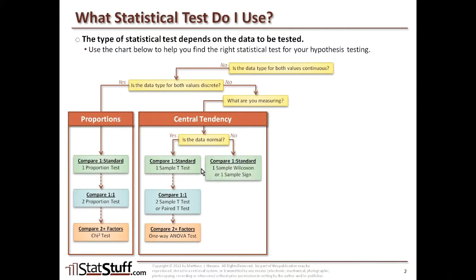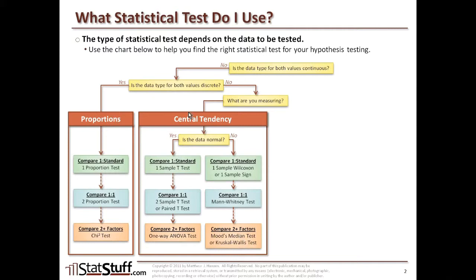Now, if we answered this question saying that no, the data is not normal, it's a non-normal distribution, then when we're comparing one value to a standard, again like a target or a goal, we're going to use a one sample Wilcoxon test or a one sample sign test. But if we're comparing between two different groups, we're going to use the Mann-Whitney test. But if there are multiple factors involved when we have a non-normal distribution, then we would use the Mood's median test or the Kruskal-Wallis test.